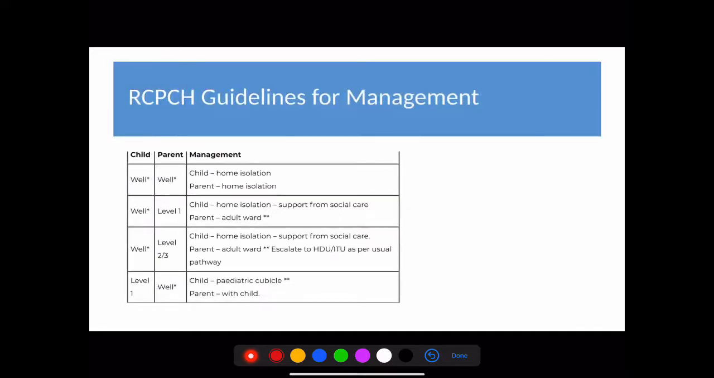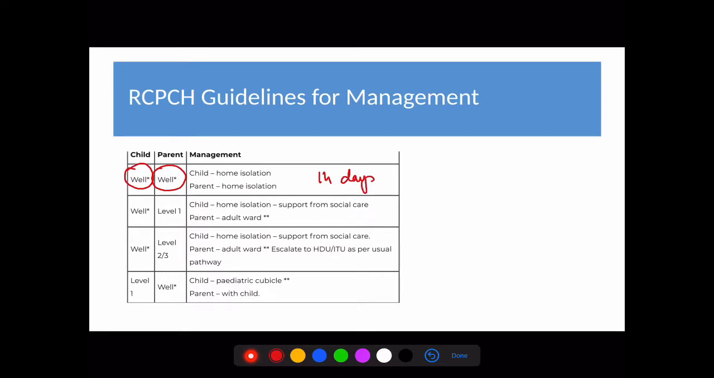The Royal College of Paediatrics and Child Health has issued guidelines for management, and this management is basically, as I said earlier, that the majority of them present with mild illness. The mild illness cases have to be isolated at home. Now the thing is that kids are very closely related with their parents, so we take the kid with their parent as one unit. So the guidelines currently say that if the child is well and the parent is also well, then the child and the parent go home and they isolate themselves for 14 days. So the current recommendations say they have to isolate themselves at home for 14 days.